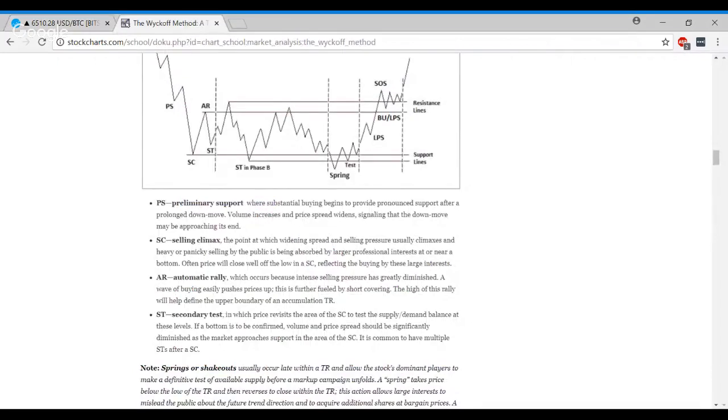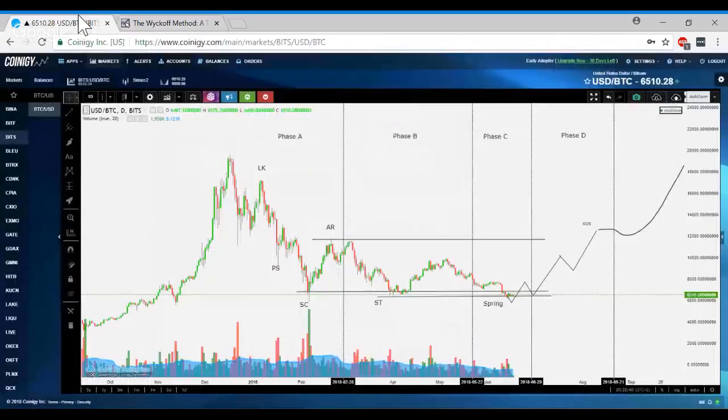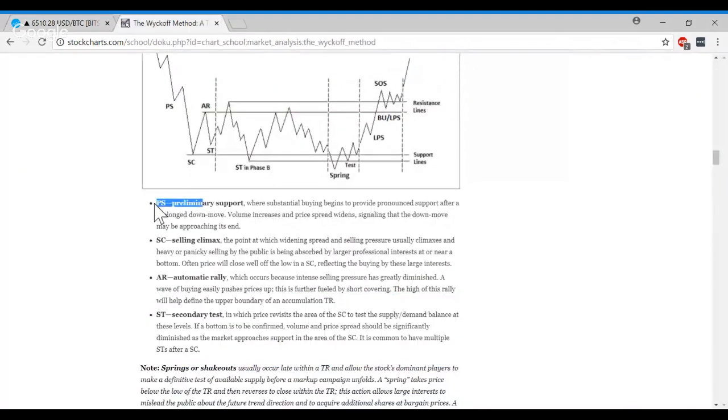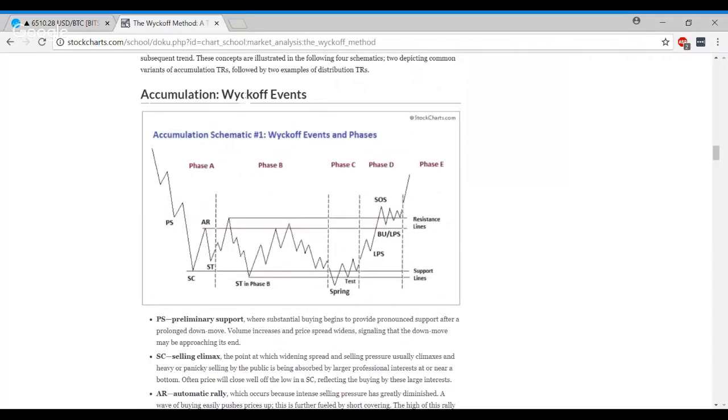Phase A is usually marked by the setting of a PS, and a PS means preliminary support. In short, this is an area where buying begins to provide substantial support after a prolonged down move. So basically, after a very bearish move, you begin to see some kind of volume, a couple of buys. Basically the price is slowing down, not moving down as fast as before. That's what PS stands for in short, preliminary support. You can see that preliminary support is also marked in the Wyckoff accumulation schematic.